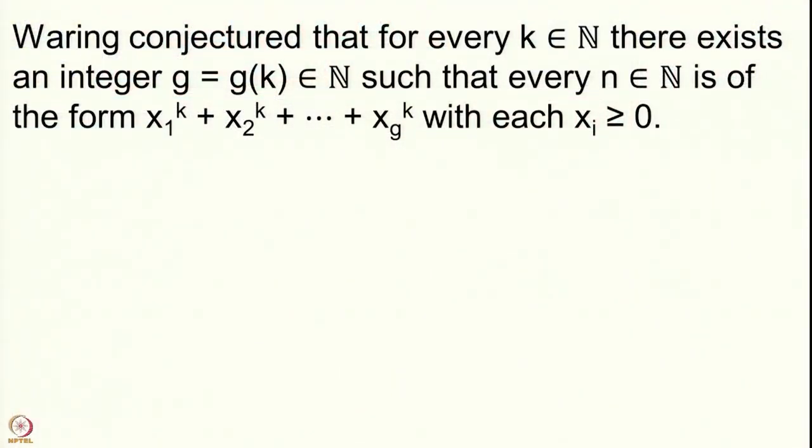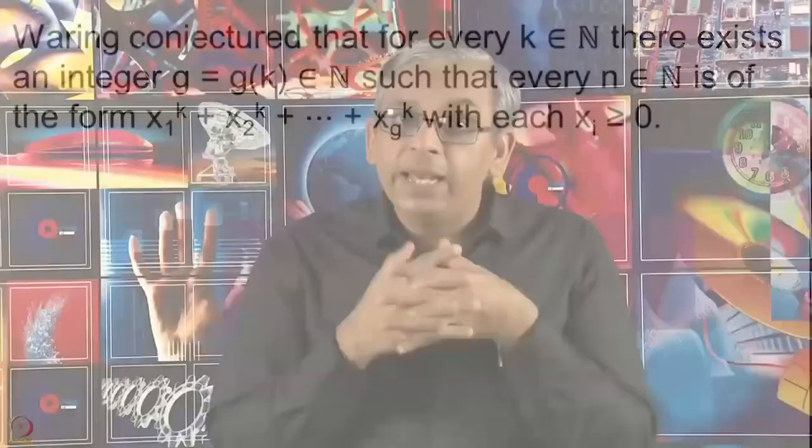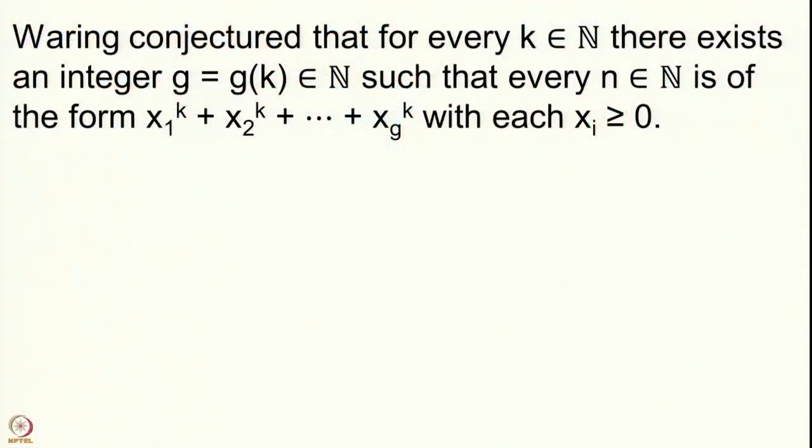Waring made this explicit conjecture. He said: take any natural number k, which is bigger than 1. Then there is an integer g, which is g of k, because it depends on the integer k. So, Waring conjectured that there is a g with the property that every natural number is a sum of at most g kth powers.